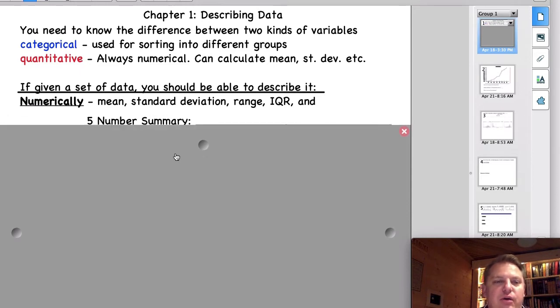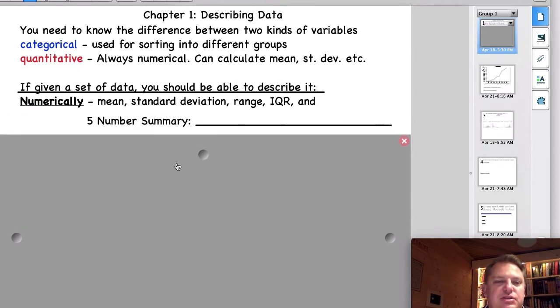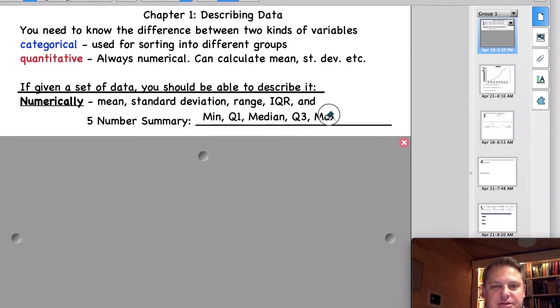All right, if you are given a set of data, you should be able to describe it numerically, which means you need to be able to find the mean, the standard deviation, the range, the IQR, and the 5-number summary. The 5-number summary is min, Q1, median, Q3, and max.